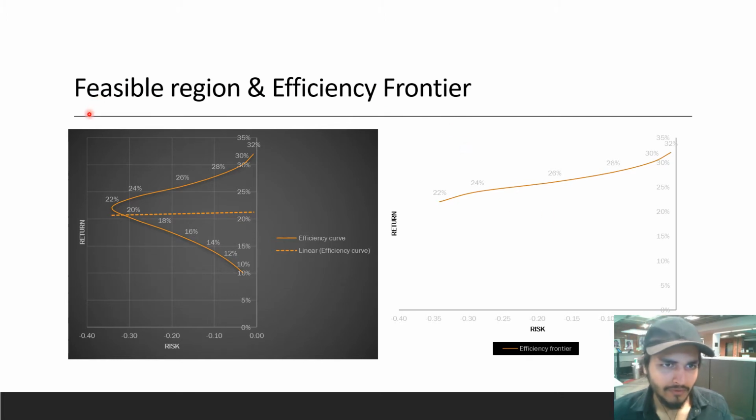Here you can see the feasible region as well as the efficient frontier of the result. The orange curve represents the feasible region of the portfolio, which is of some stocks. Here you can see the 22%. If we set the portfolio rate of return equal to 22%, we will have the lowest risk. And as we move away from the 22%, the risk increases.